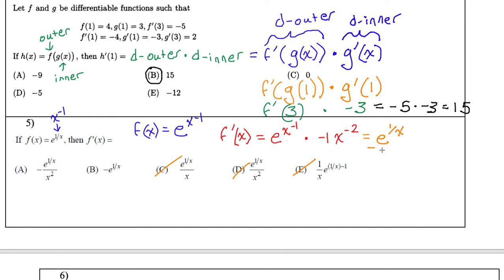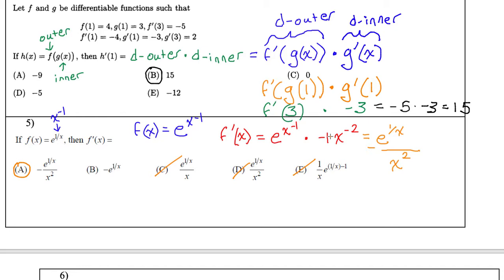Now I need to say this is all being divided by x to the power of 2, because this x to the negative 2 comes down to the denominator. The exponent becomes positive, and we have our final answer. There it is, A. You do have to put the negative 1 in front. I just left it as a negative instead of negative 1, because negative 1 is the same thing as just negative. Yeah, good question. Other questions?